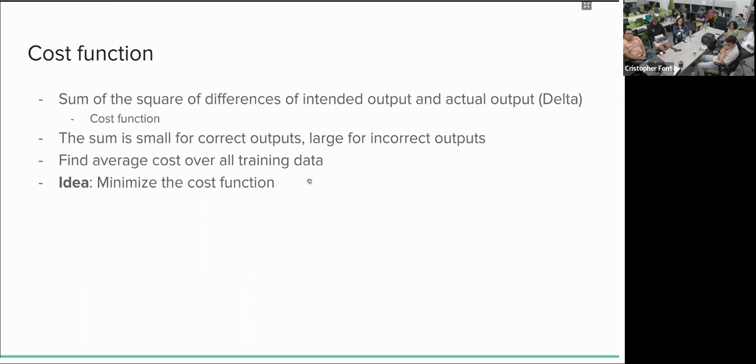But we don't need to, because we can just say that it exists, and our goal now becomes to minimize the value of the cost function, because that means that we have the least amount of error. Okay? Does that make sense? Nice.